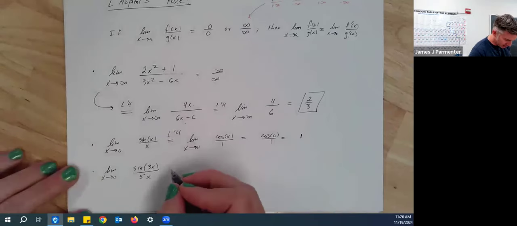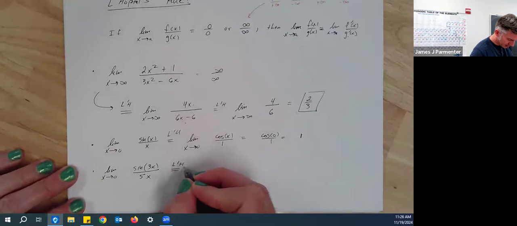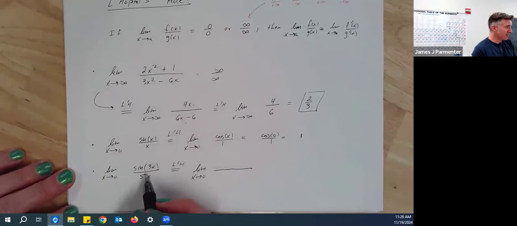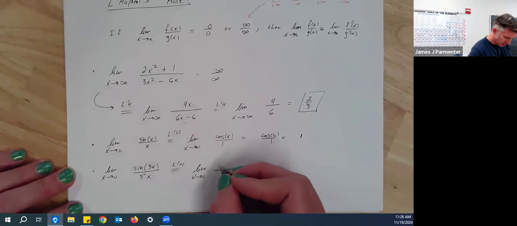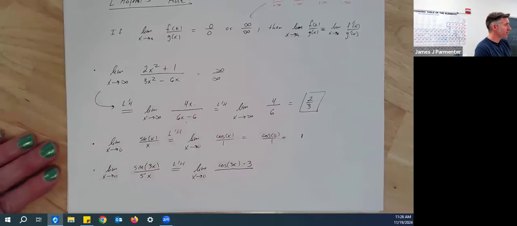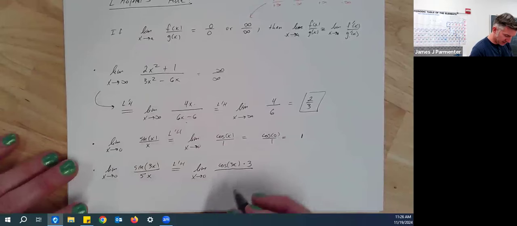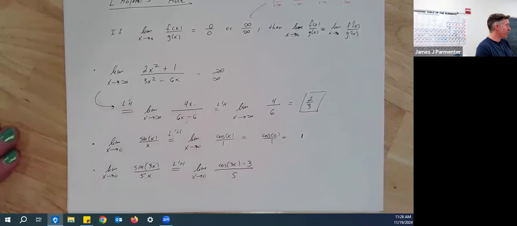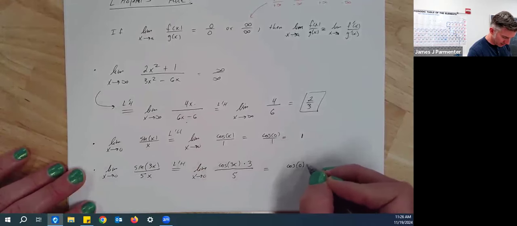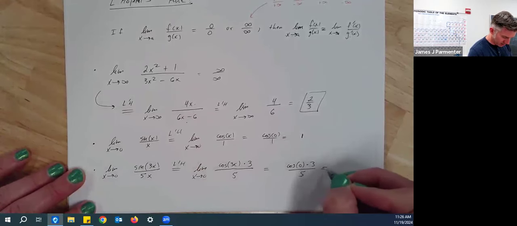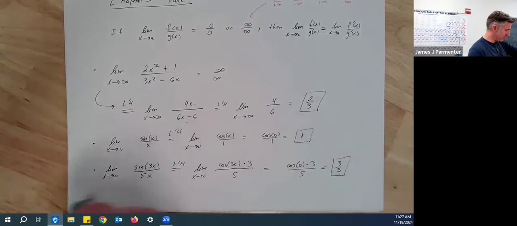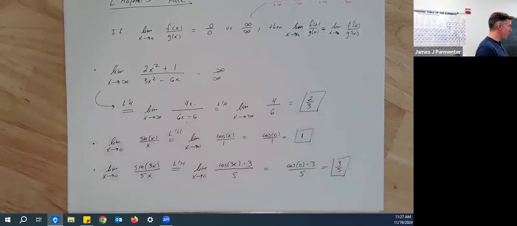We can say instead, let's just use L'Hopital's rule, and say it's going to be the limit as x approaches 0 of the derivative of the top, and the derivative of sine of 3x is going to be cosine of 3x times 3. On the bottom, the derivative of 5x is 5. And now we can plug in 0 for all the x's and get cosine of 0 times 3 over 5. But that's just 1 times 3 over 5, which is 3/5. Which is exactly what we would have gotten if we had done it the other way.